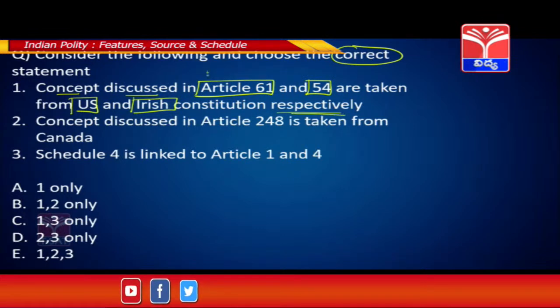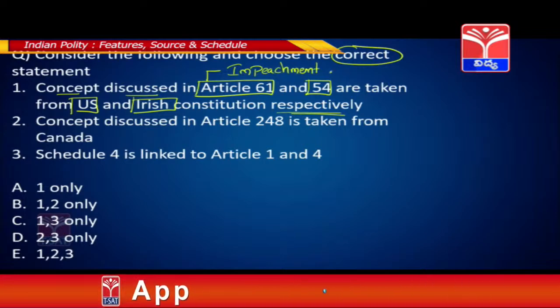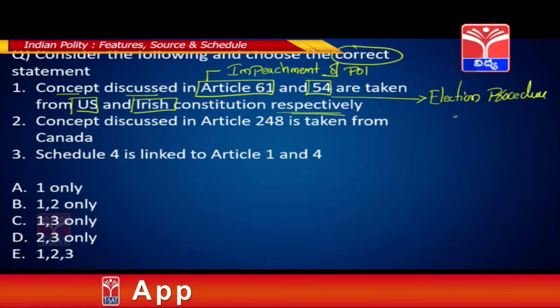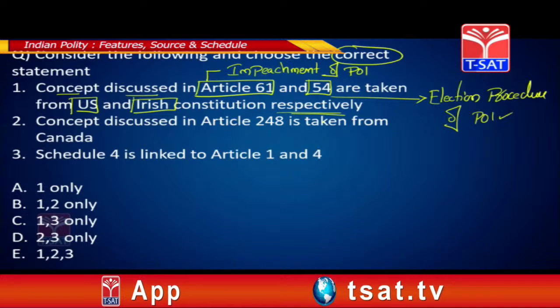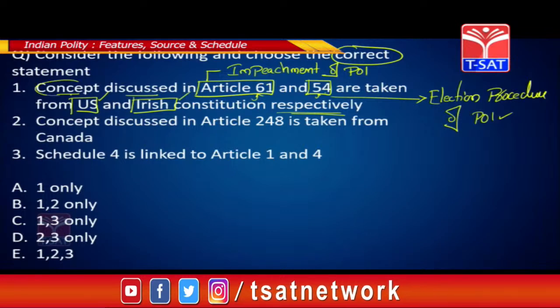See, Article 61 talks about the impeachment of the President of India, the removal procedure of the President of India. Article 54 talks about the election procedure of the President of India. So both the articles are linked to the President, and I am telling you, as part of option 1, 61 is taken from the USA, 54 is taken from Irish, the concept.